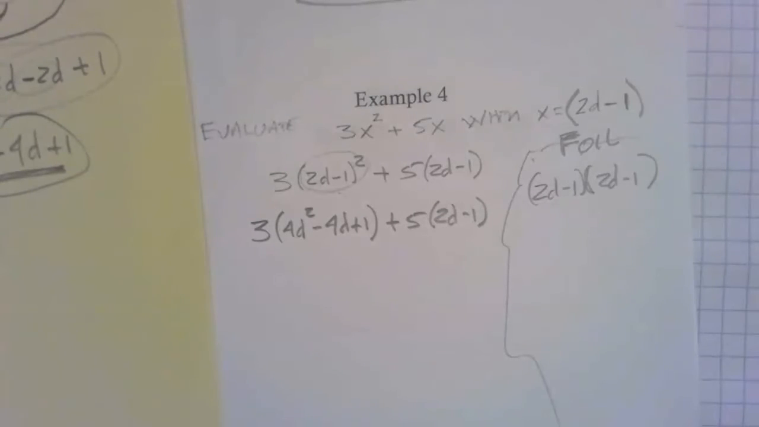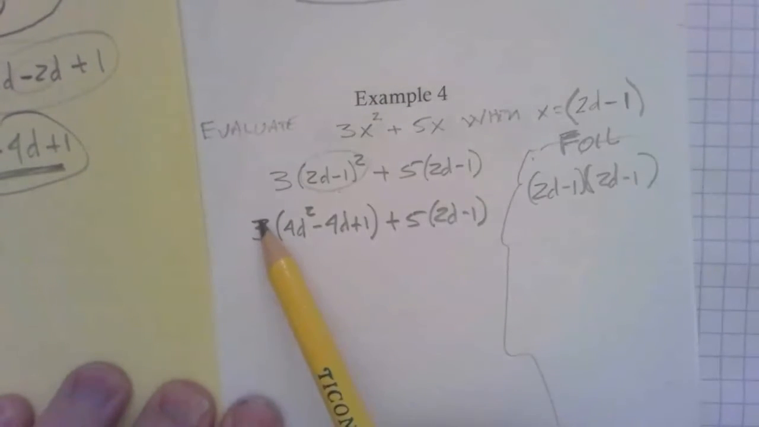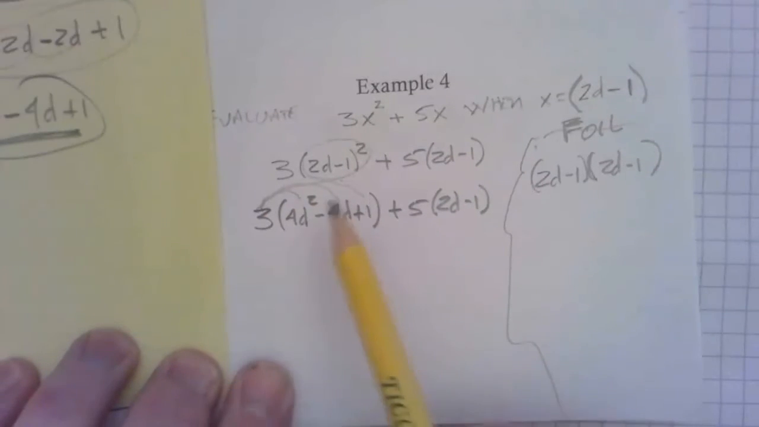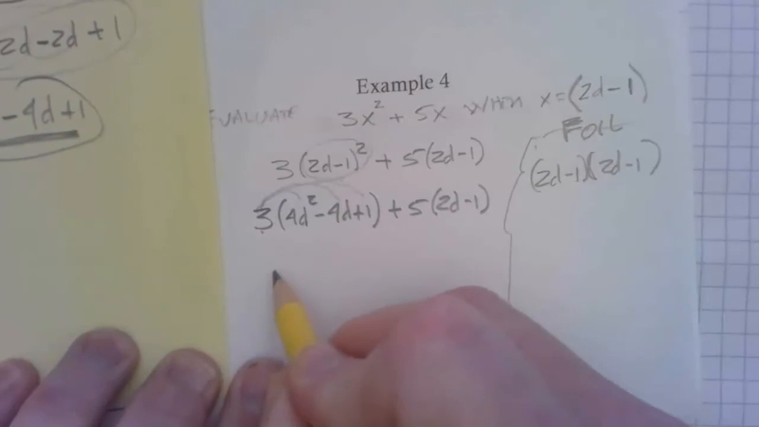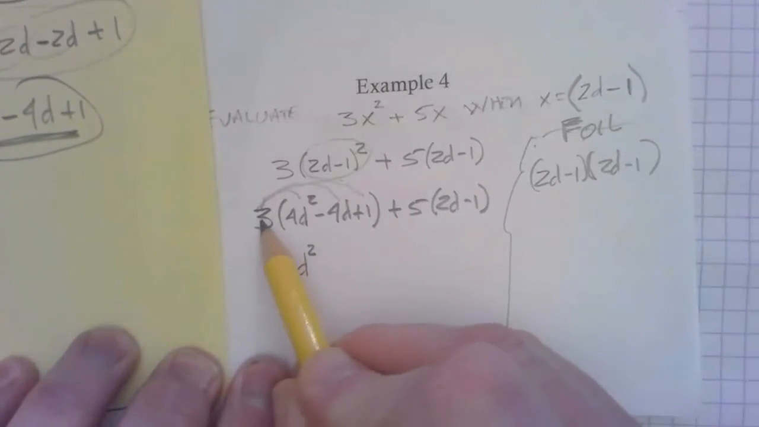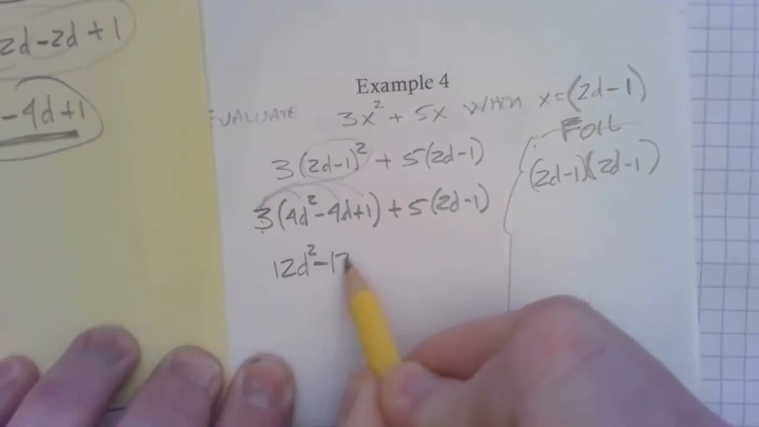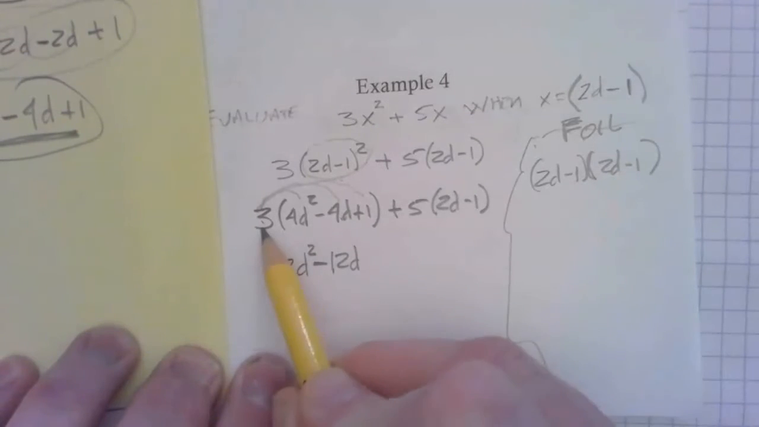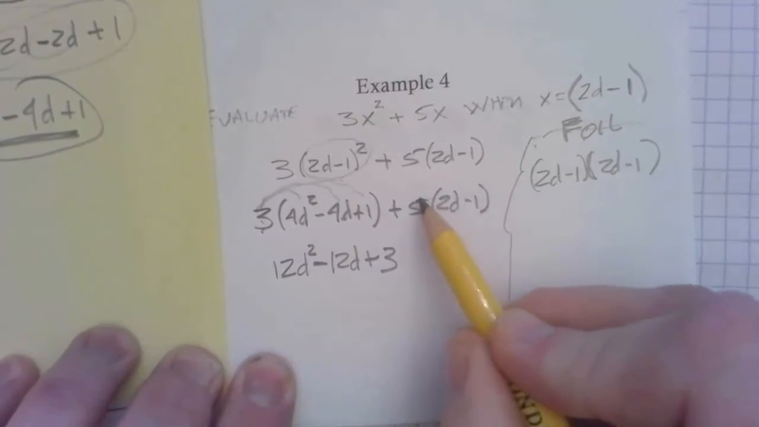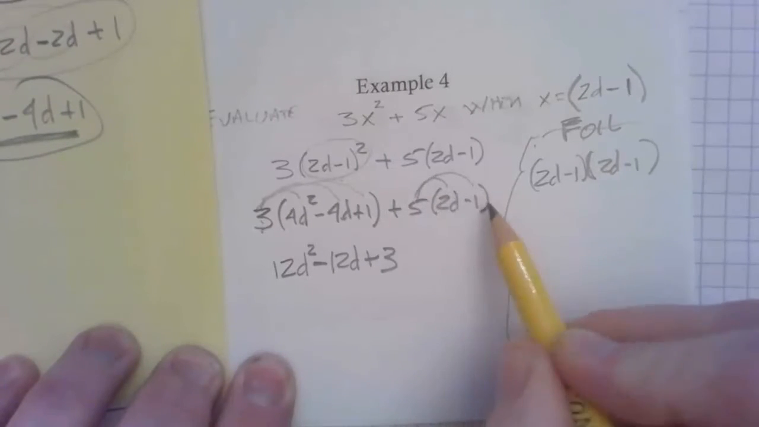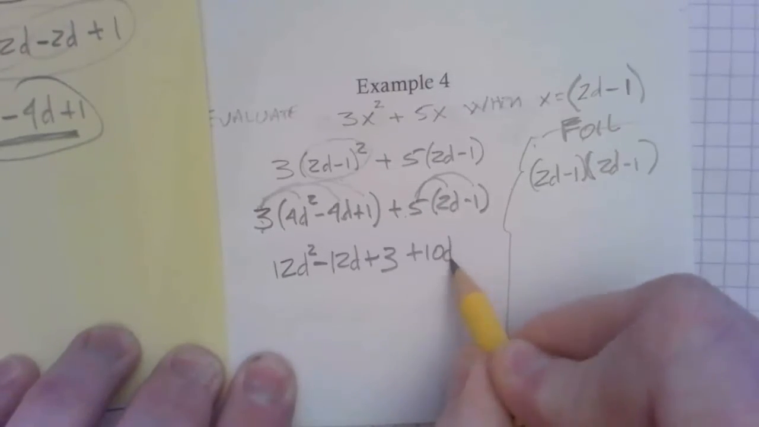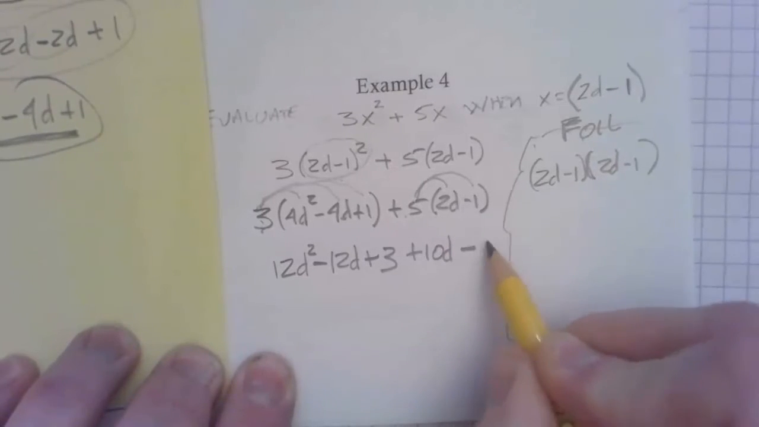So now we go ahead and we do that distribution thing. This 3 is going to get multiplied times all 3 things in here. It's going to be 3 times 4d squared, so that's 12d squared. 3 times negative 4d is negative 12d. 3 times 1, of course, just 3. Then over here, I'm also going to distribute. I'm going to take the 5 times both of those. So that's going to be 5 times 2d, so that's positive 10d. And 5 times negative 1, which is negative 5.